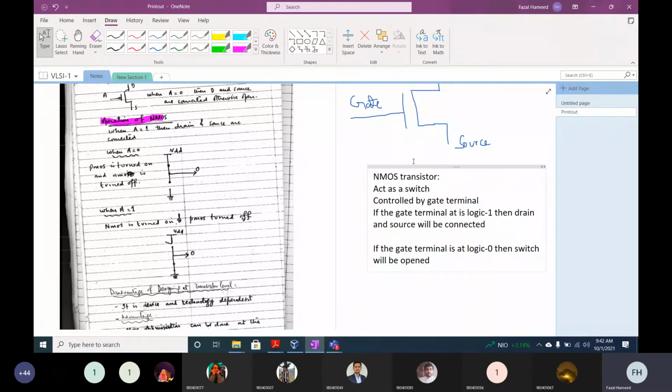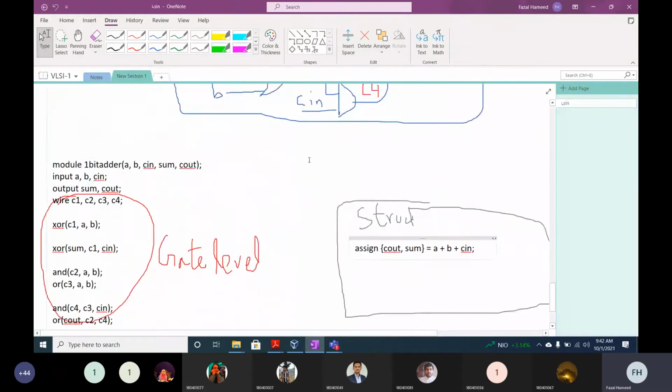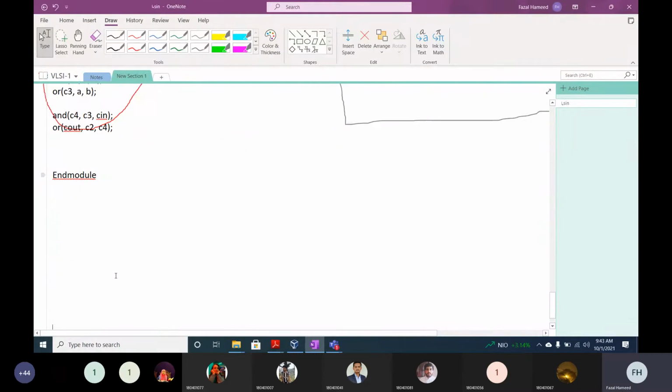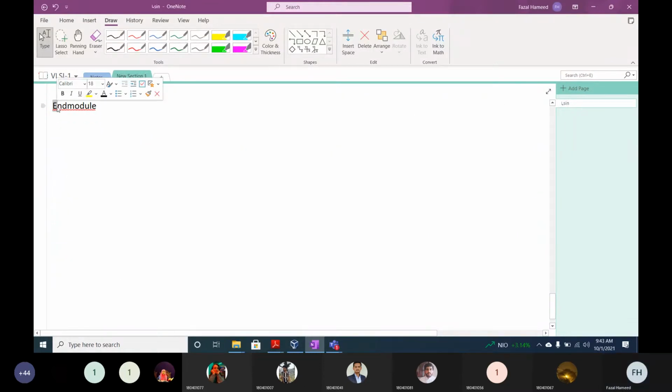So how can we design an inverter? How can we design an inverter using a combination of PMOS and NMOS? Now we want to design an inverter using a combination of PMOS and NMOS. So now we have a schematic of an inverter. So this is a schematic of an inverter.